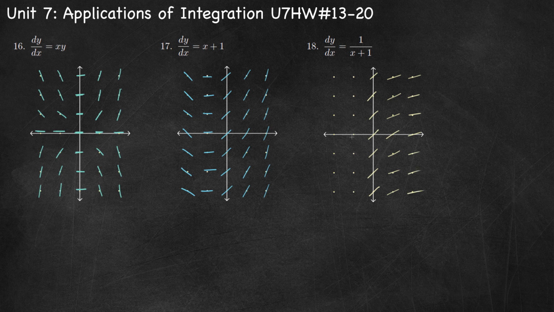At -1, we get 1 over 0, which is undefined. We have vertical slopes, or slopes of vertical lines, I should say. Vertical tangents. At -2, we get a slope of -1. And there we go.